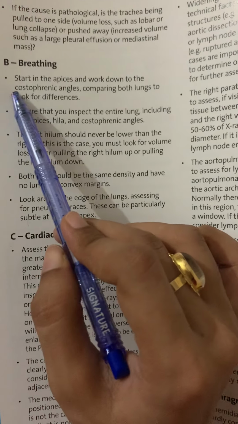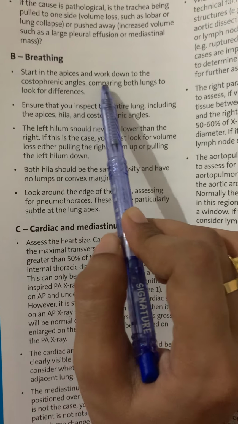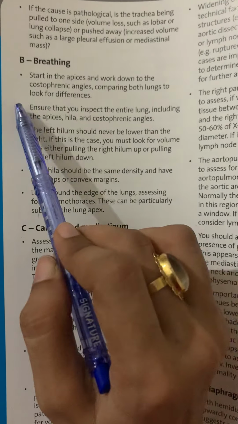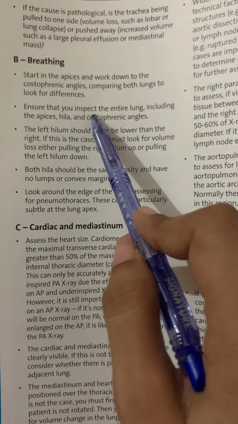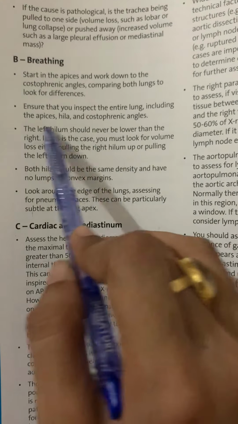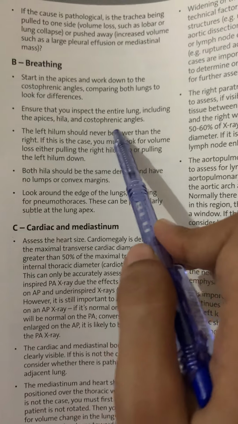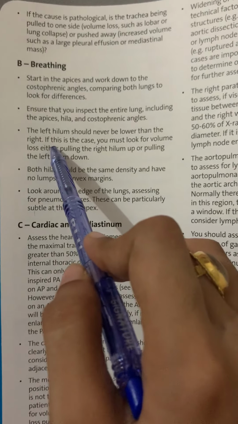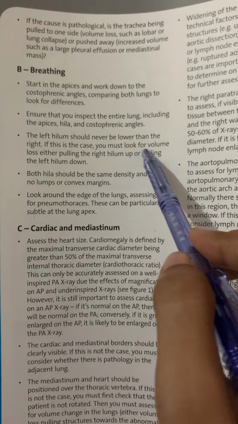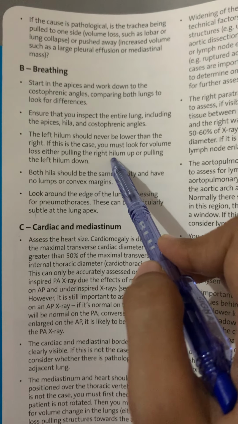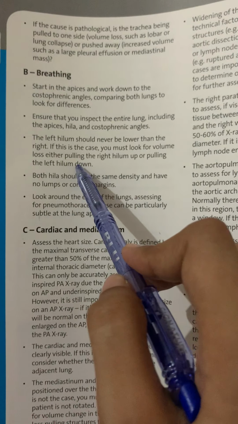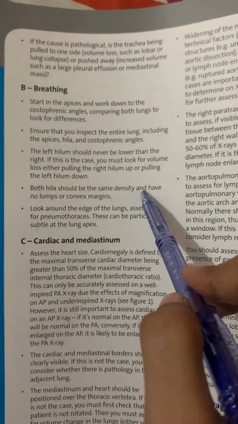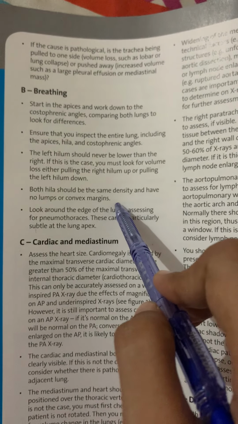B is for breathing. Start in the apices and work down to the costophrenic angles, comparing both lungs to look for differences. Ensure that you inspect the entire lung, including the apices, hila and costophrenic angles. The left hilum should never be lower than the right. If this is the case, you must look for volume loss, either pulling the right hilum up or pulling the left hilum down. Both hila should be of the same density and have no lumps or convex margins.